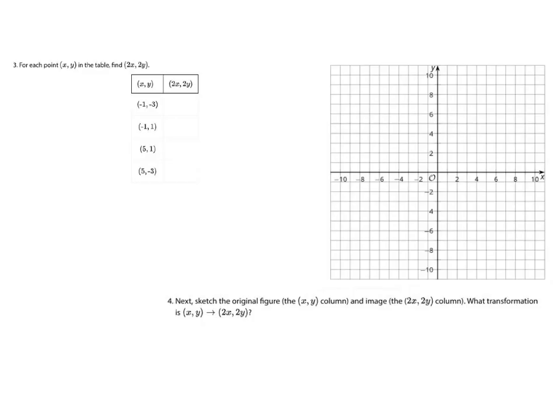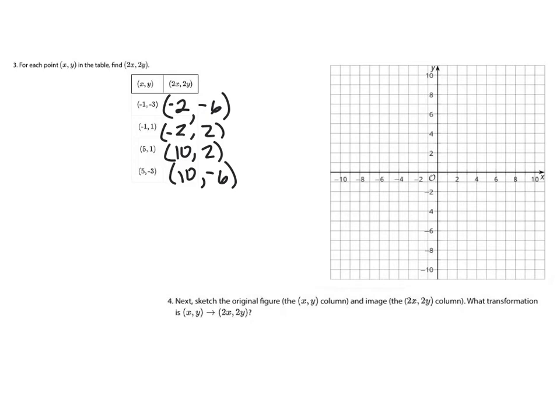All right, now let's look at each point in the table and find 2x and 2y. So we're just doubling it here. So -2, -6, -2, 2, 10, 2, and 10, -6.